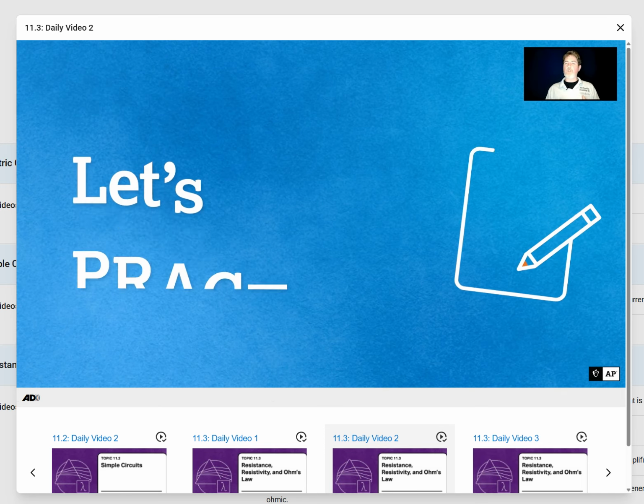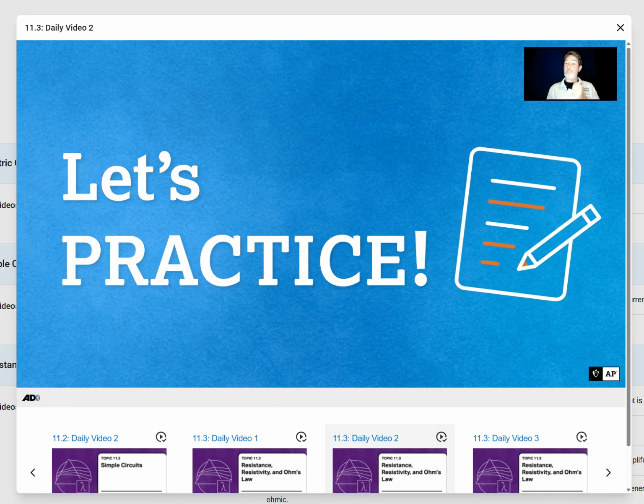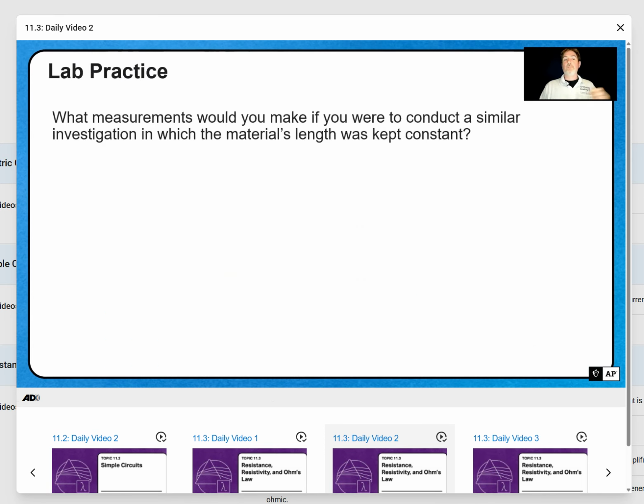Let's go ahead and look at a practice example of how we would address a lab-based question about resistivity of a material. What measurements would you make if you were to conduct a similar investigation in which the material's length was kept constant? Go ahead, pause the video, jot down real quickly what you would do, what you would measure in order to determine a procedure for keeping length constant.